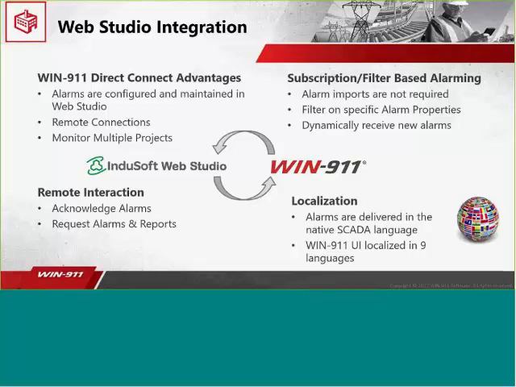Our alarm subscriptions are how we get alarms into Win911. An alarm subscription is a way for us to subscribe to alarms that have certain criteria or properties. I can create a subscription that says if an alarm belongs to this group, or the alarm has some particular text in its alarm message, alarm name, or tag name, then that subscription will bring those alarms in. I'll show you this in the next slide.